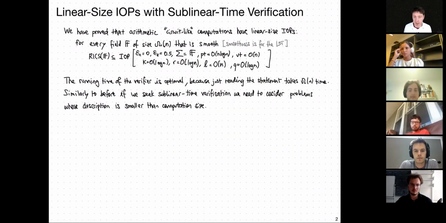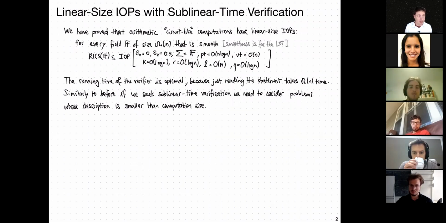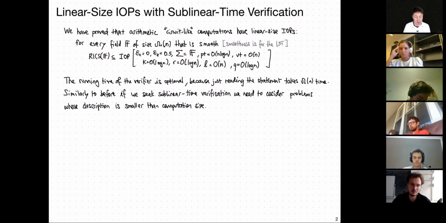Just like what you've seen yesterday with Tom, with the PCP for NEXP, if you want the verifier to run in time that is sublinear in the computation, the computation needs to have some structure, so that the description of the computation is shorter than performing the computation itself. Because the verifier at the end of the day needs to read the theorem that it wants to check.